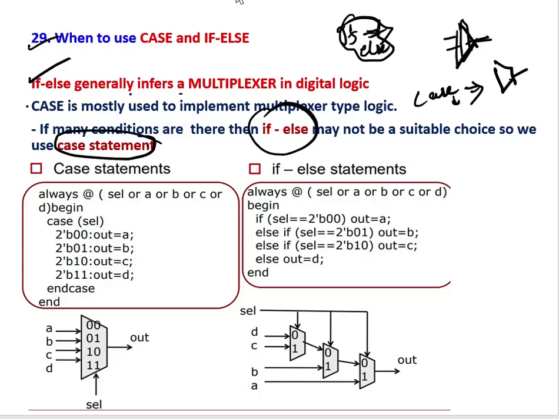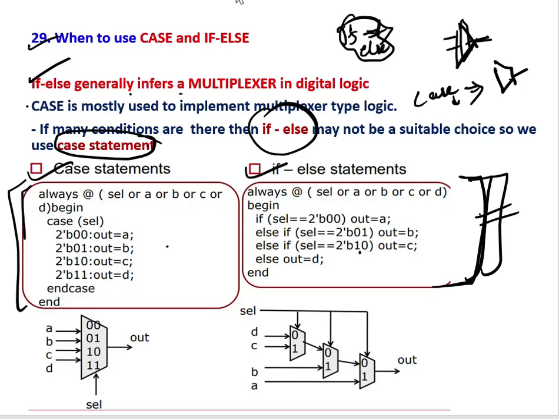Why? So let me show you one example here. See, this is case statement and this is if else statement. One logic, both logic, whatever code is written here and here, it is for same thing. Both are for same thing. Okay, if it is 0 0, then gives A, 0 1 B, 1 0 C, 1 1 D. Same thing here also. Okay, 0 0 A, 0 1 B, 1 0 C, else D.